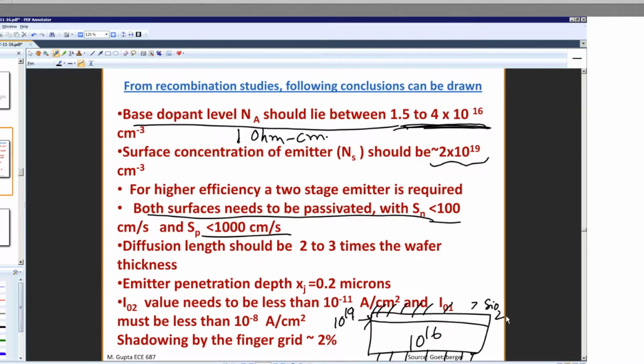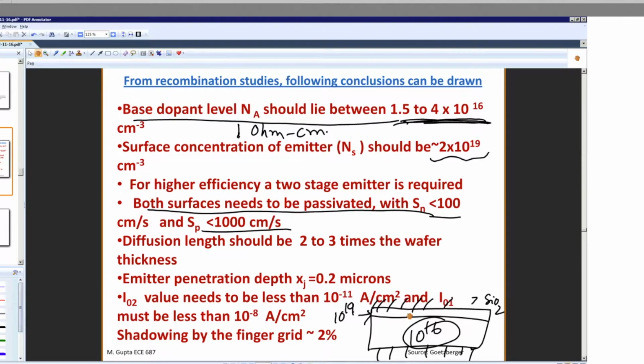Then we learned that the diffusion length, the quality of this wafer, not only the doping but the crystalline quality and the impurity of this wafer, should be such that the diffusion length is 2 to 3 times the wafer thickness. These are some of the things we learned from our design graphs. The N layer, the emitter, should be about 0.2 micron thickness. The base is about 200 micron, but this layer should be about 200 nanometer. That's based on the simulation.